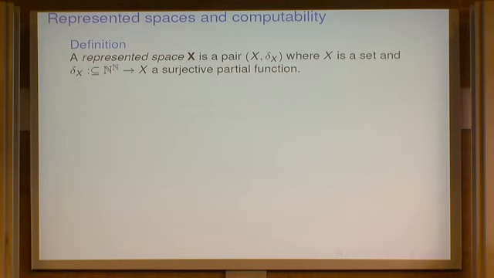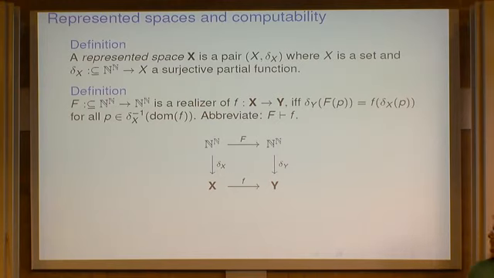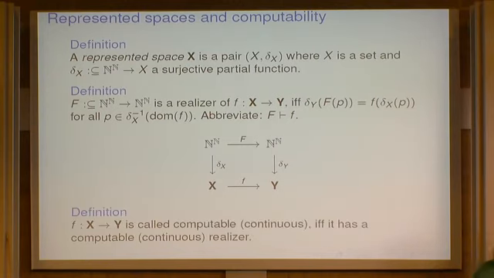This is the general setting we're using to talk about computability, which will then bring recursion theory into play. That's really just a partial surjection from Baire space onto some set X. We then have a notion of a function on Baire space realizing a function between represented spaces. It just makes this diagram here commute. And then we can call functions between represented spaces continuous or computable if they have some realizer having that property.